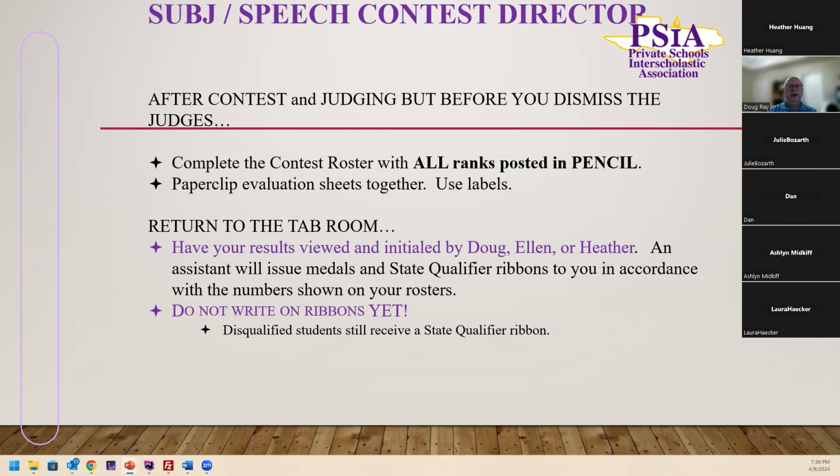It is possible, it has happened, that in the finals round, a contestant disqualifies themselves for doing something, and so they don't get a medal, but then they go back to getting a ribbon. But that's rare, but it could happen. Again, don't write on the ribbons. Even disqualified students get a ribbon.